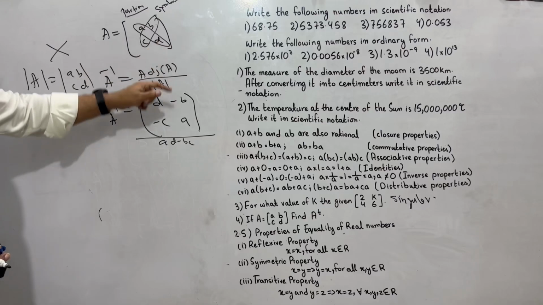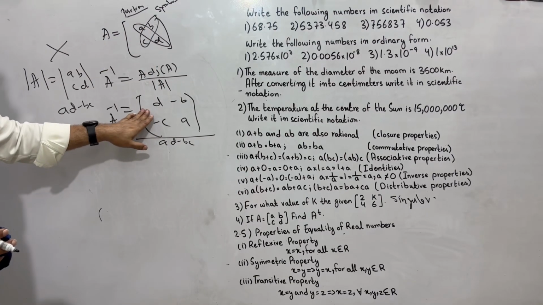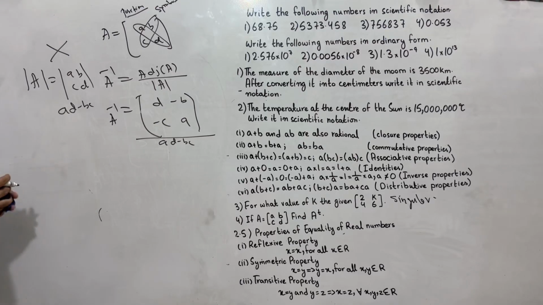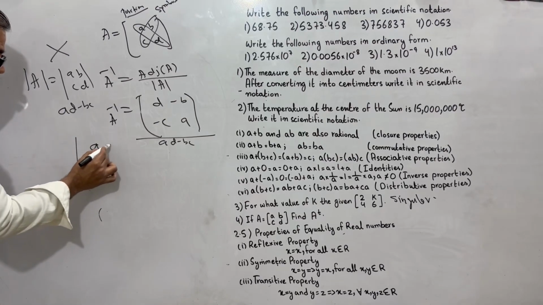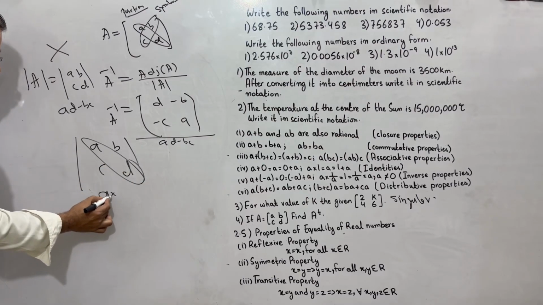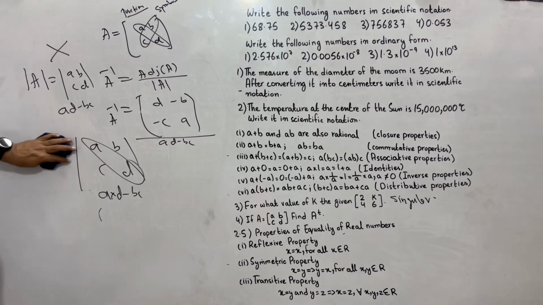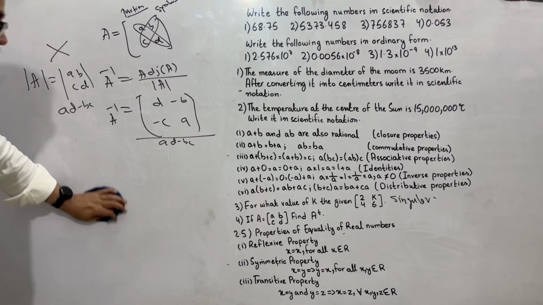Change the position of A and D. Change the symbol of the remaining B and C. It is our adjoint. Divide with the determinant. How to find the determinant? We are familiar. A, B, C, D: A times D minus B times C. Divide with that one, it is our A inverse.